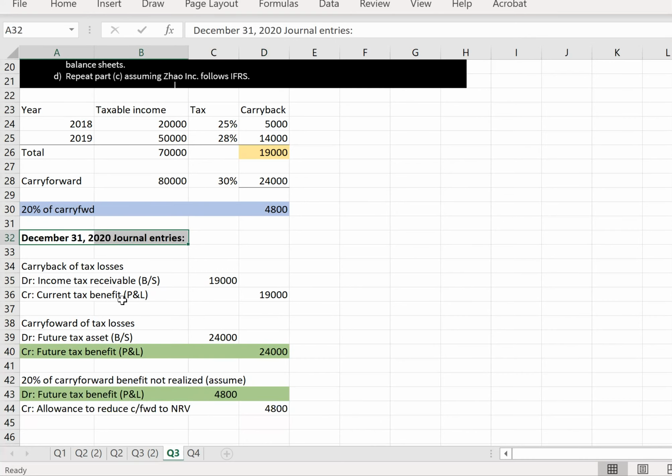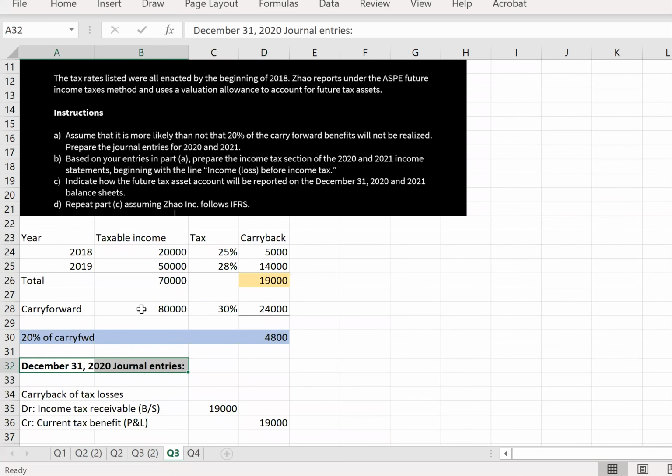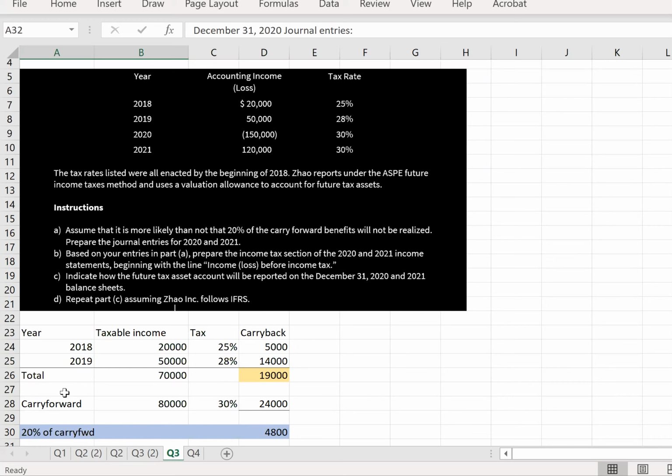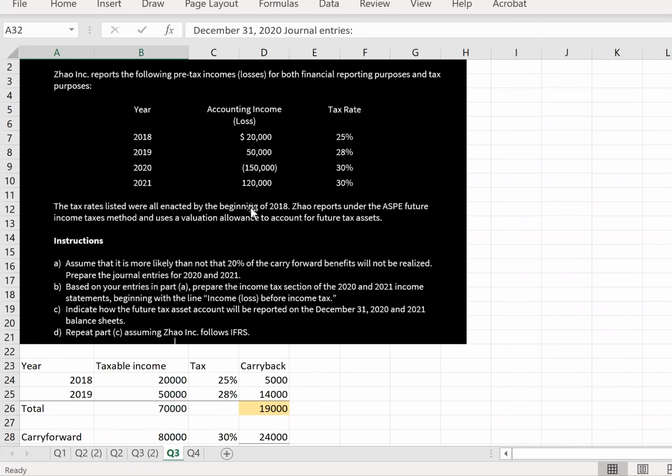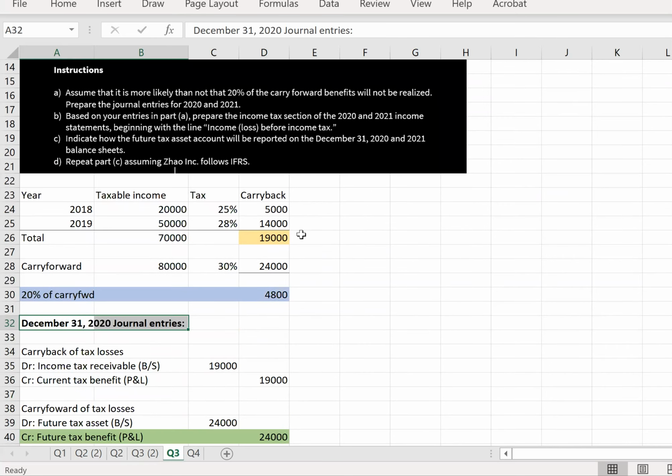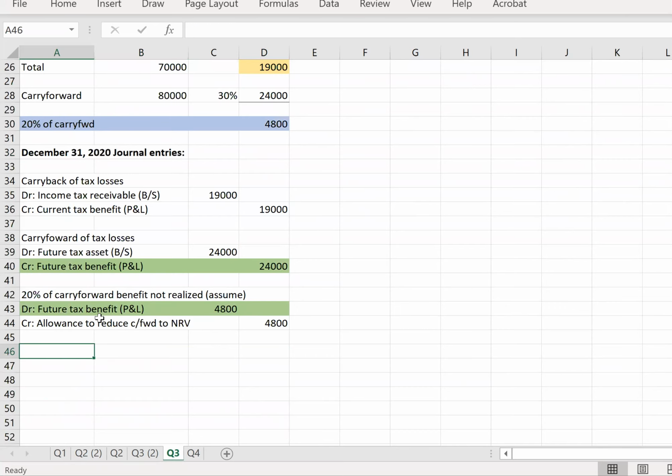Okay, so now next in the question, we're asked to do quite a bit in part A. It doesn't look like a lot, but it is quite a bit. Now we're asked to do the journal entries for 2021. Now, what's going to happen in 2021? Well, in 2021, we're going to make $120,000. So now we can use up some of our carry forward benefit. And so we need to recognize what's going to happen now when we actually do make positive income in the future. So December 31st, 2021 journal entries.